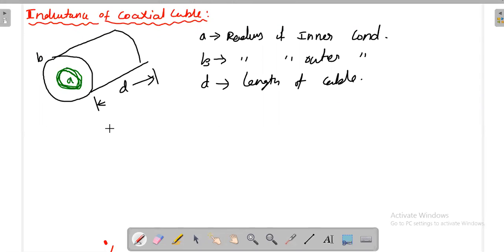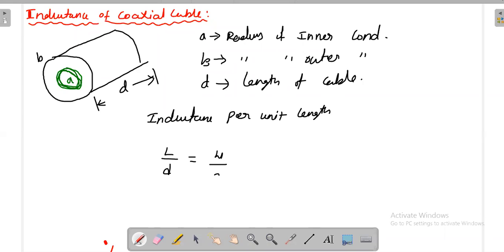Now, what is the inductance? What is the total inductance, or what is the inductance per unit length? Now I'll write the inductance per unit length, that means L by D. Inductance per unit length is equal to L divided by D, because per unit length I am calculating the inductance. Once I know per unit length, then I can calculate the inductance for any length.